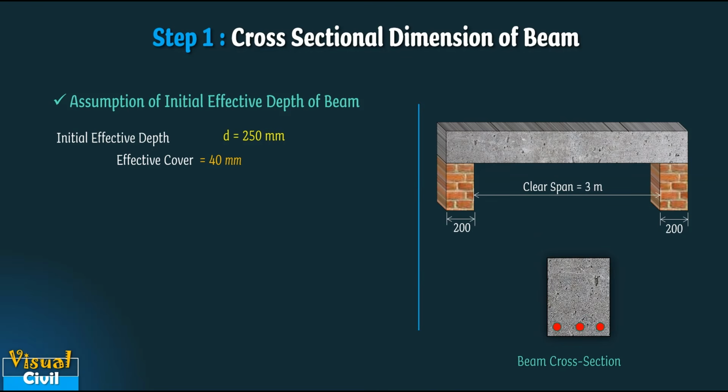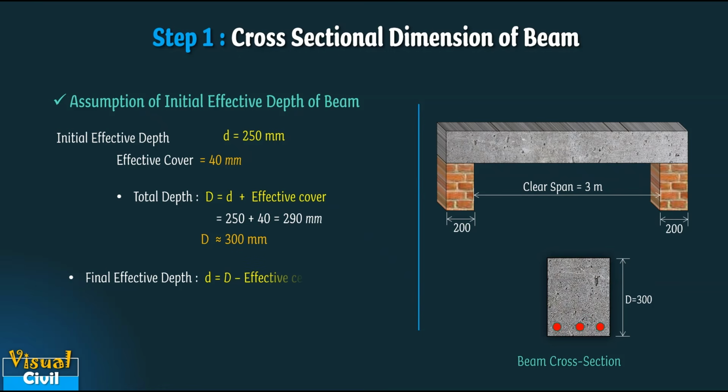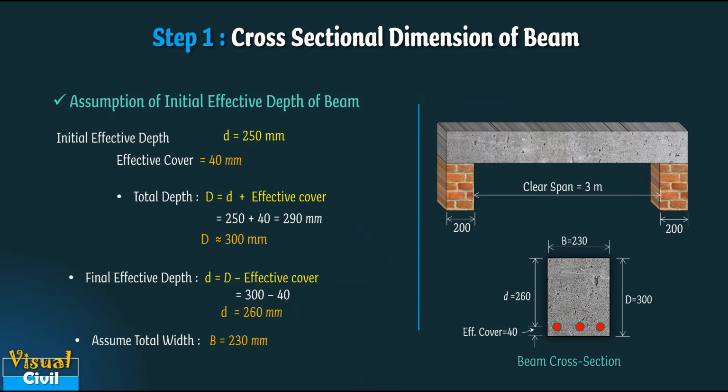Now compute the total depth of beam by adding the effective cover to the effective depth, which comes to 290 mm. Round up the total depth to 300 mm. Recalculate the final effective depth by subtracting the effective cover from the total depth, which comes to 260 mm. Now assume the total width of the beam as 230 mm.